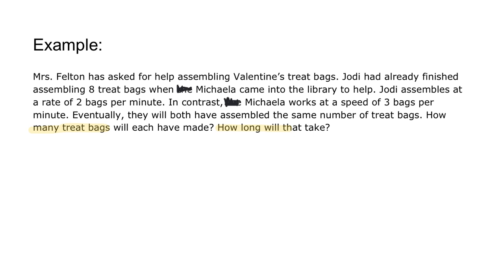To decide which one is our x and which is our y, we want to look for a rate. We actually have 2 different rates here, which we should, because we're going to have 2 different equations. We have Jody's rate of 2 bags per minute, and Michaela's rate of 3 bags per minute. Now we know that a rate is a slope, and it's always the y per the x. So when I read that rate as bags per minute, that means bags has to be my y, and minutes, time, has to be my x.